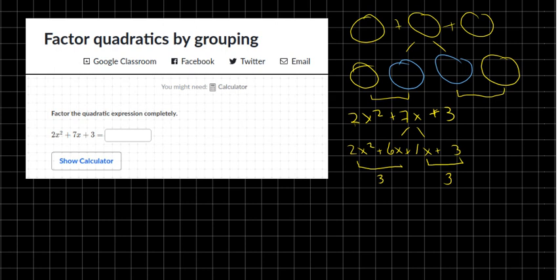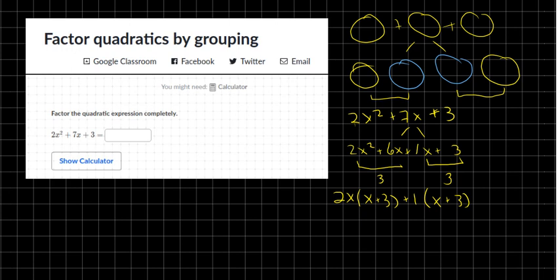So I'm going to factor out this 2x here, which is the common factor for there, and I'll get x plus 3. 2x times x is 2x squared. 2x times 3 is 6x. And I'm going to factor out my 1 here, and I'll have x plus 3 left over.